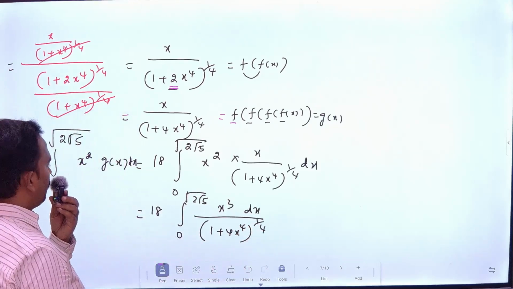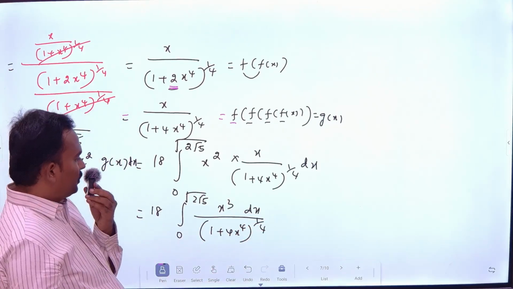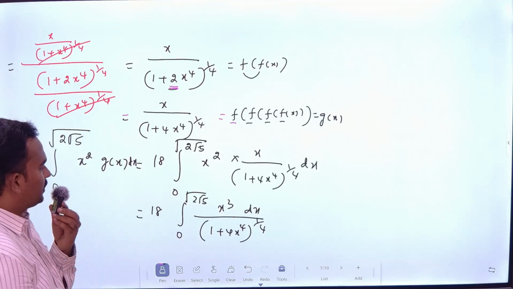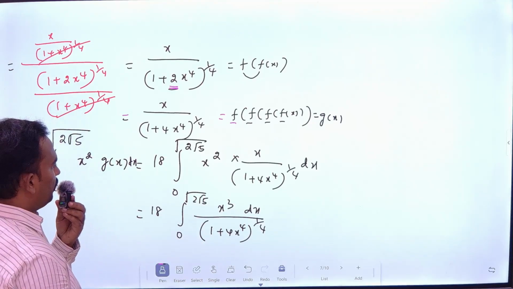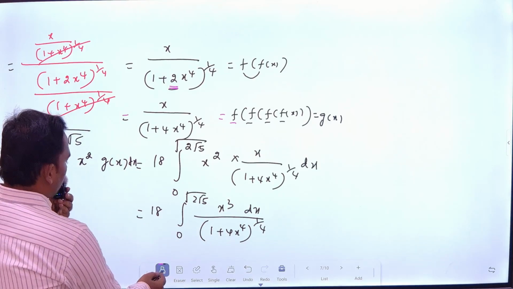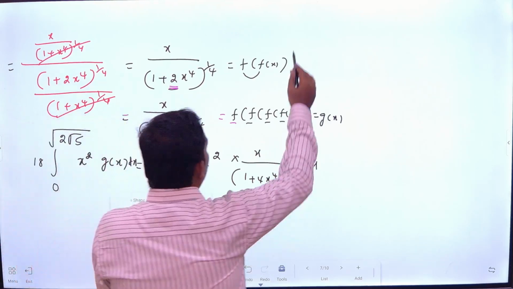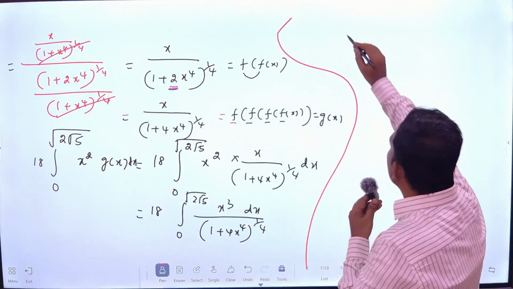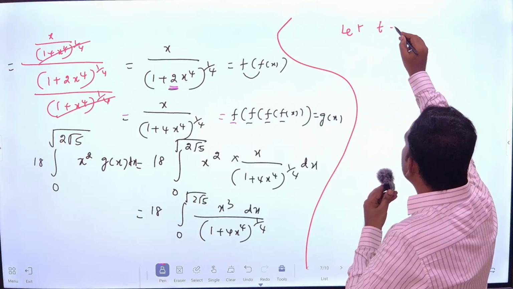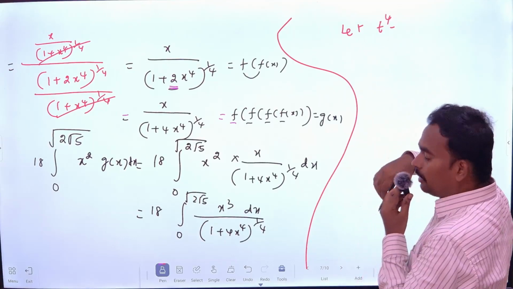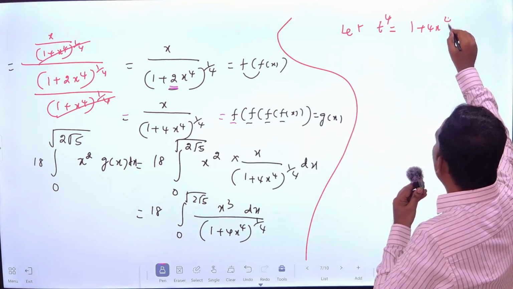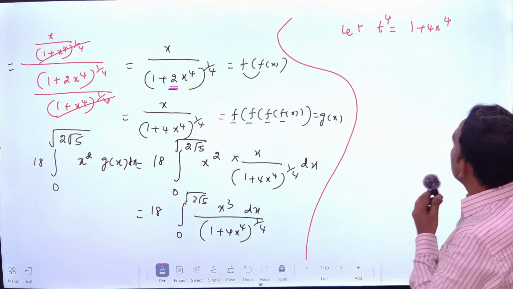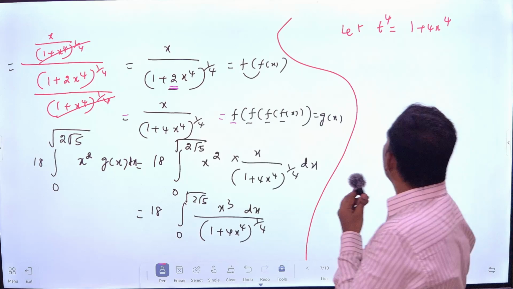Clear? Okay, fine. So how to integrate this? You can see the power 1/4 is there, 1/4 is there. So you can use the substitution method. What substitution can we do here? Let t power 4 be equal to 1 plus 4x power 4. Correct? Okay.